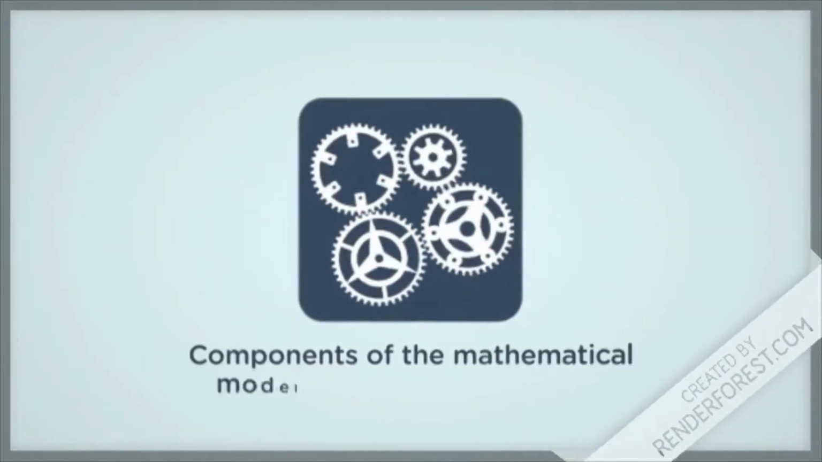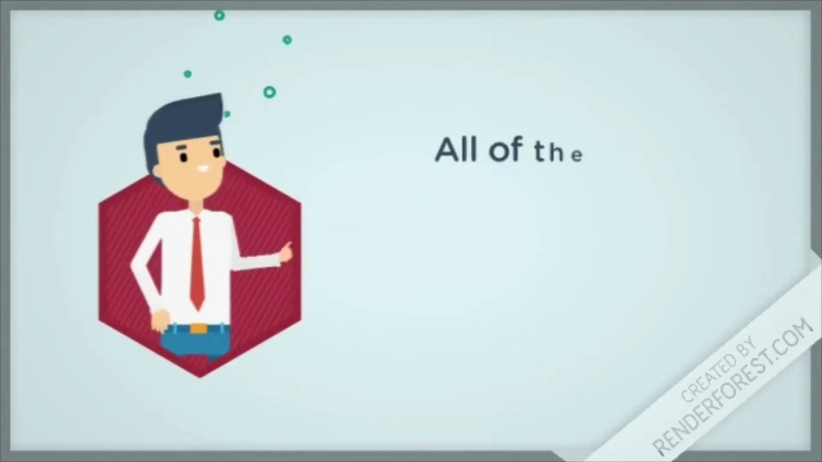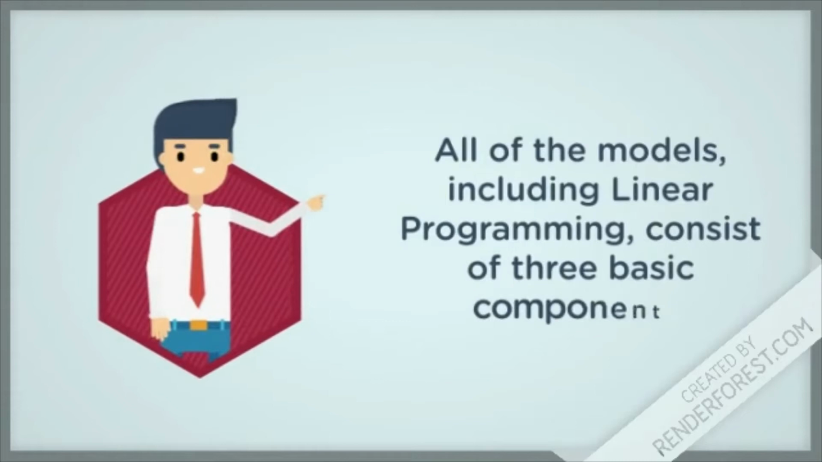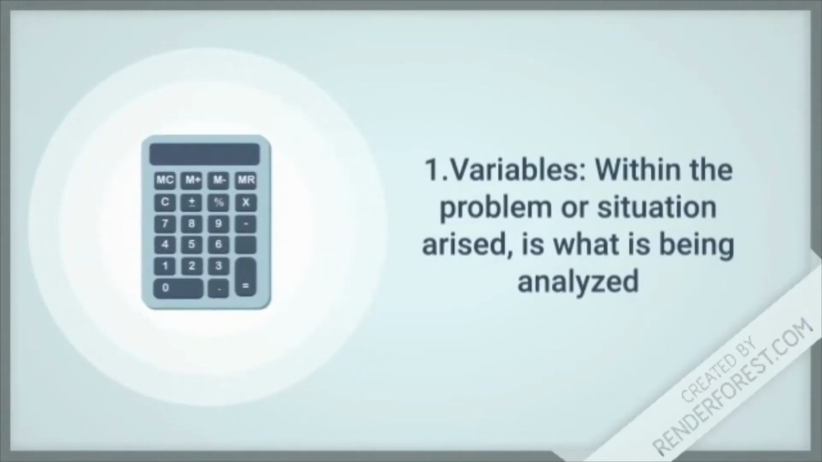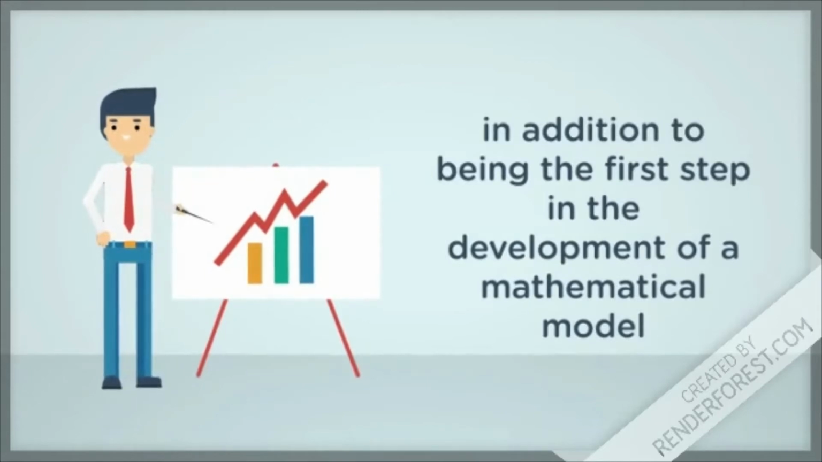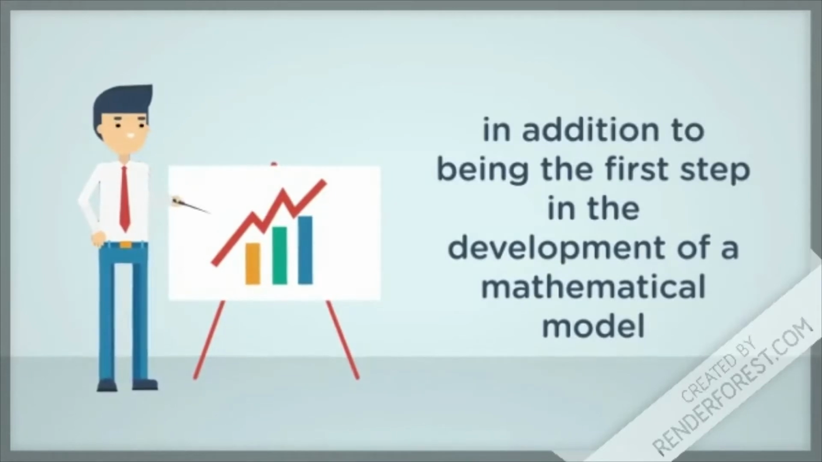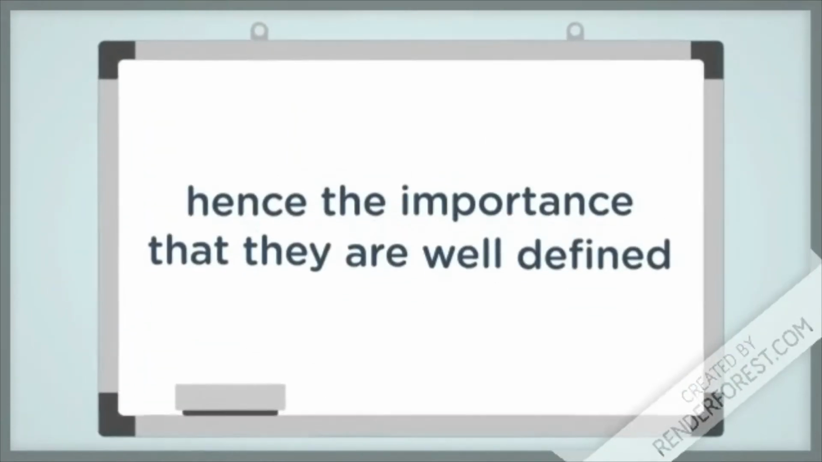Components of the mathematical model of linear programming. All models, including linear programming, consist of three basic components. Number 1. Variables. Within the problem or situation that arises, this is what is being analyzed. In addition to being the first step in the development of a mathematical model, hence the importance that they are well defined.